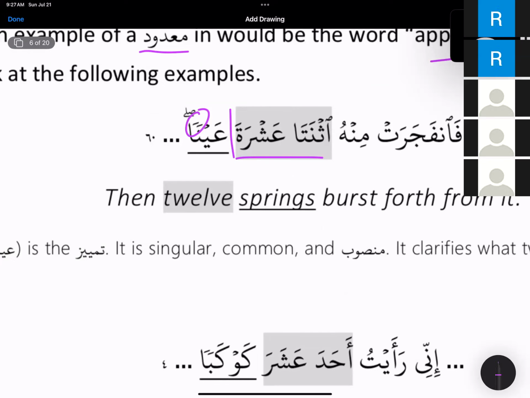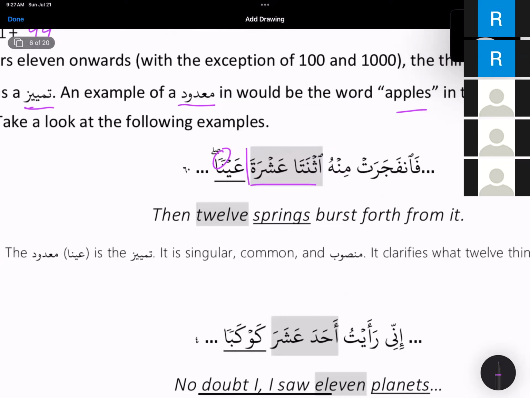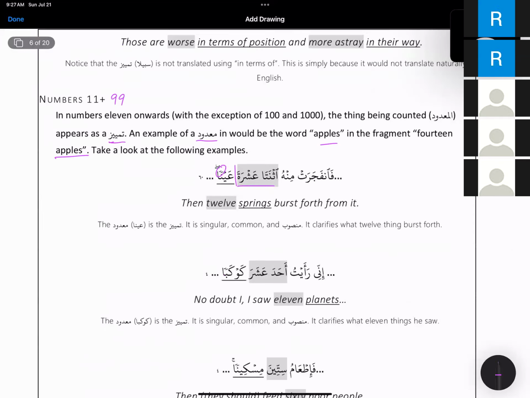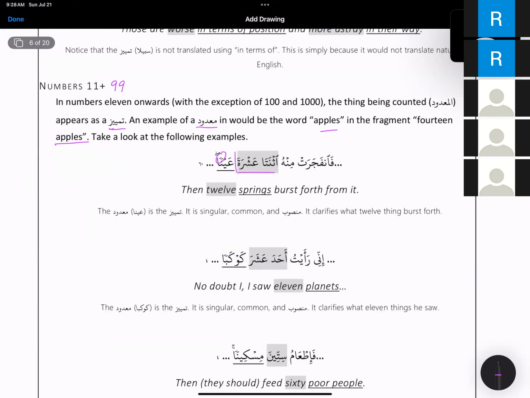So after the number... Dada, may I ask a question, please? Yeah, sure. Like, we are saying that from number 11 to 99 we need the tamyiz. So if we say 100 gushed out, then we will not need it with that?